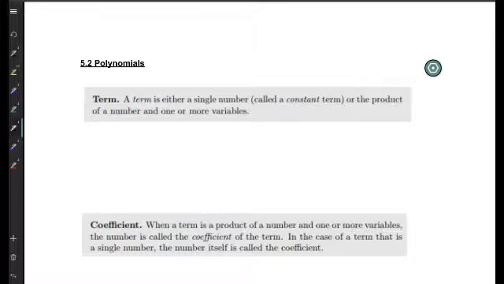to polynomials. So we'll start off by defining terms. Terms are single numbers or products of numbers and variables.